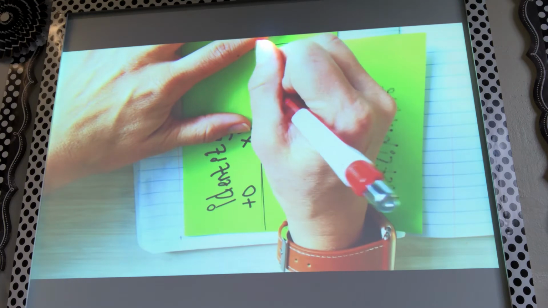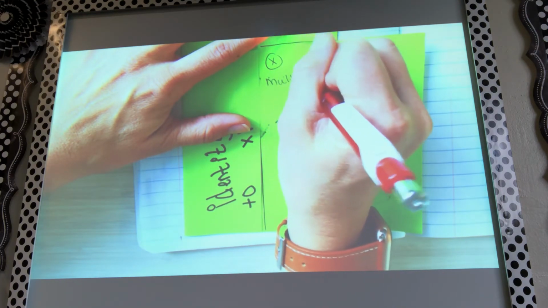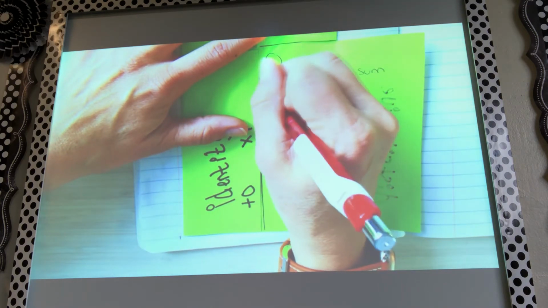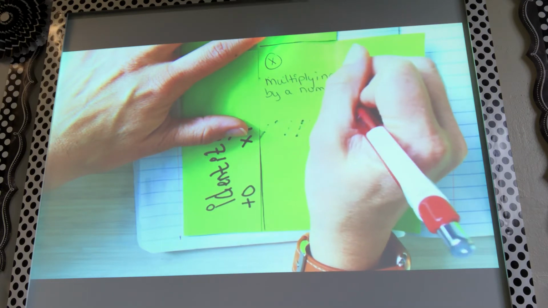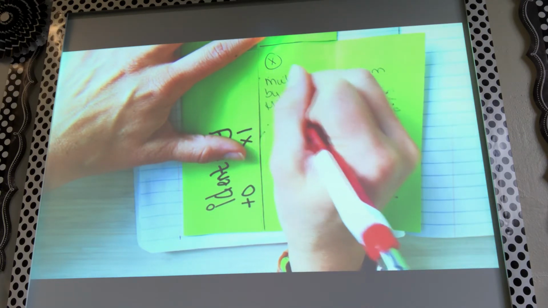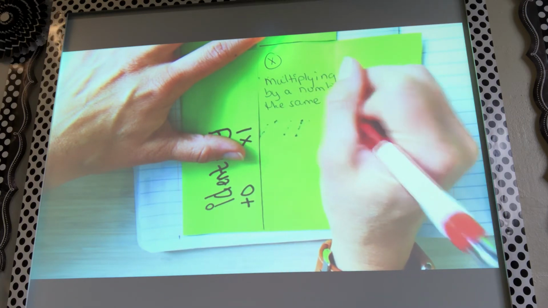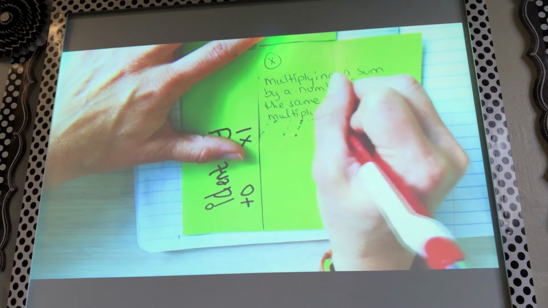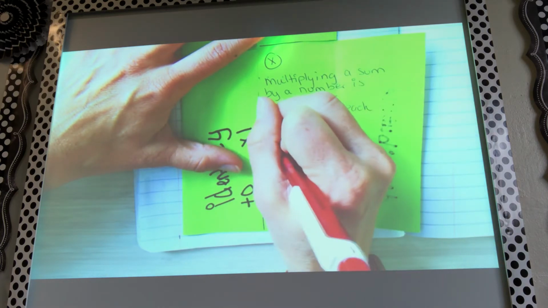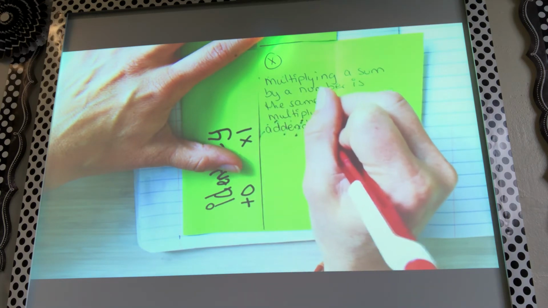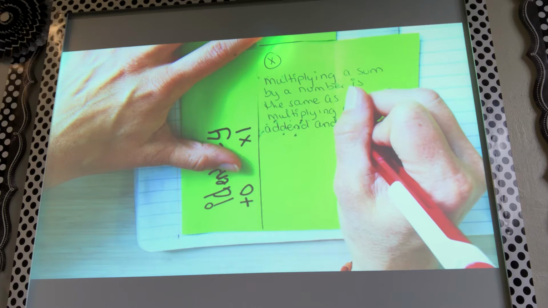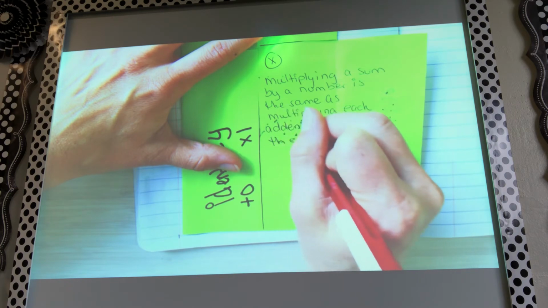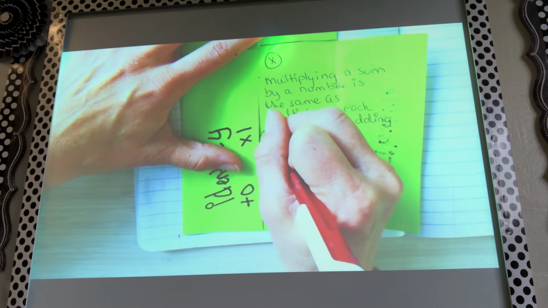So multiplication, I would say multiplying a sum by a number is the same as multiplying each addend and adding the products.